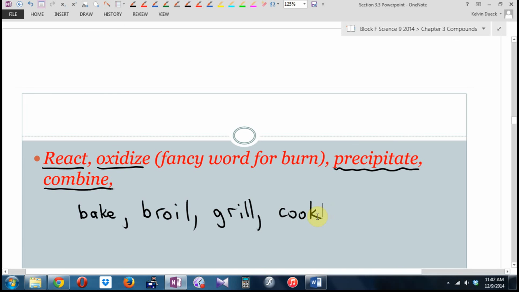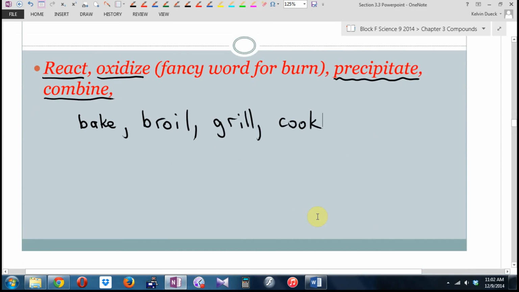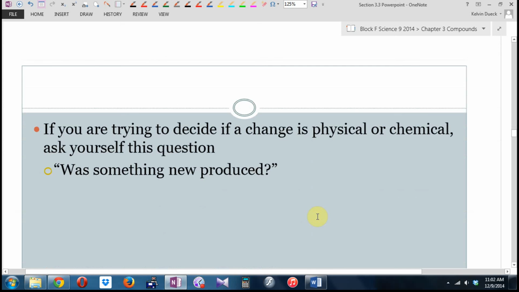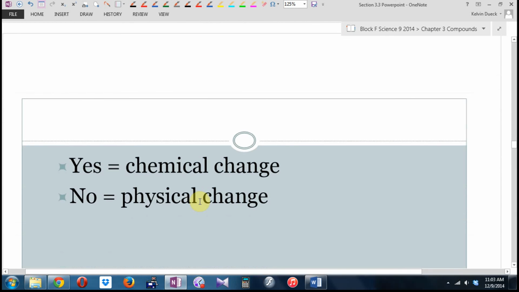So we're going to do one more key idea and pause. If you are trying to decide if a change is physical or chemical, here is the key question. Was something new produced? That's the key question. If the answer is yes, which one is that, physical or chemical? Chemical. Okay, so yes, chemical change, no, physical change. The whole question of, is it reversible? Okay, if it is reversible, it's not chemical, but some physical changes aren't reversible either, so I can't just use that.